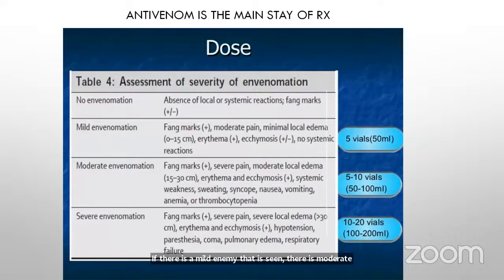If it is moderate envenomation, along with fang marks there is moderate edema, some ecchymosis, sweating, syncope, or nausea, vomiting, thrombocytopenia, then we give 5 to 10 vials. Severe envenomation, then fang marks with all other things like hypotension or pulmonary edema, then we give 10 to 20 vials.